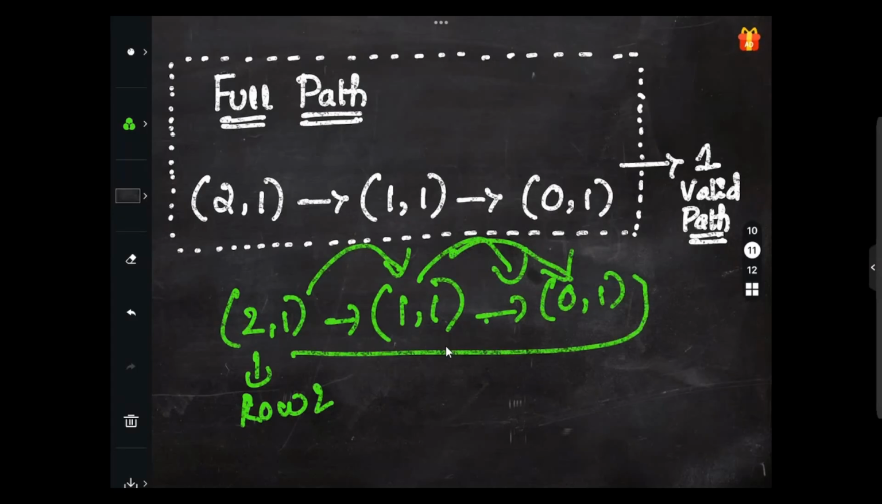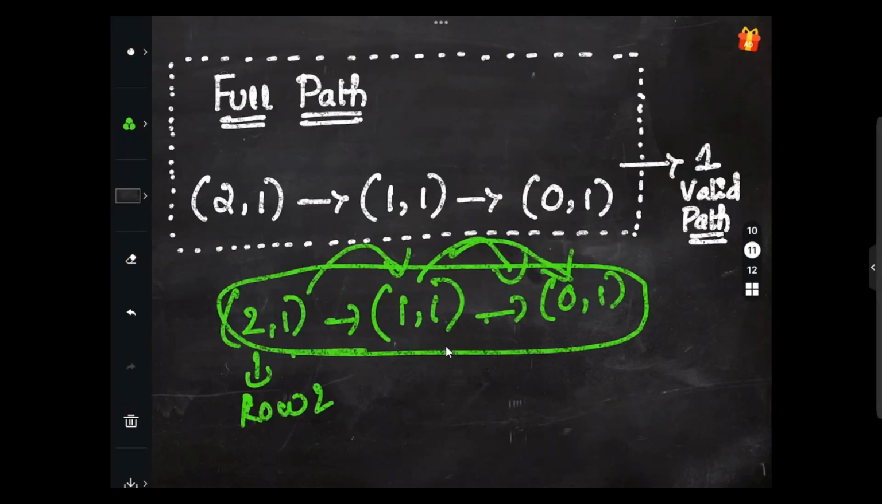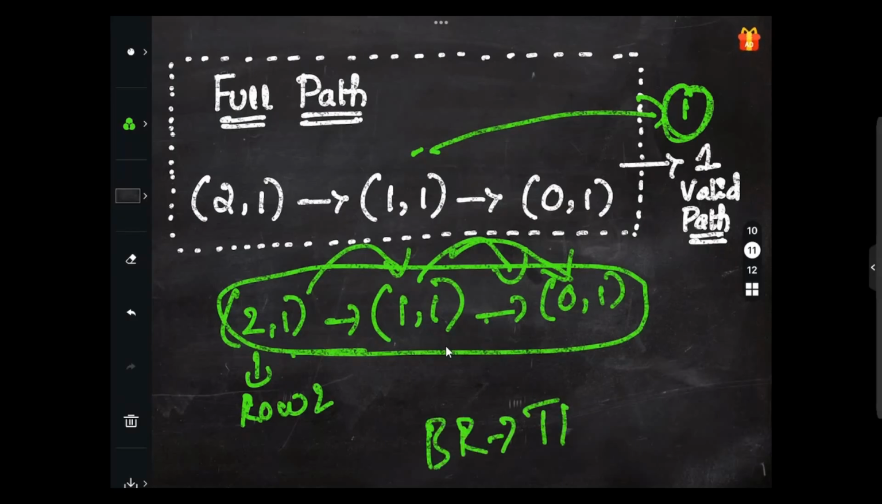So this is the route we got basically, because on the bottom row a level can use up to 2 holds, right? So now this is one complete valid path we got, from the bottom row to the top row.